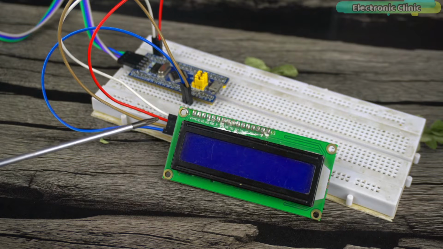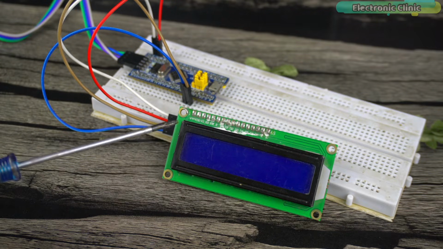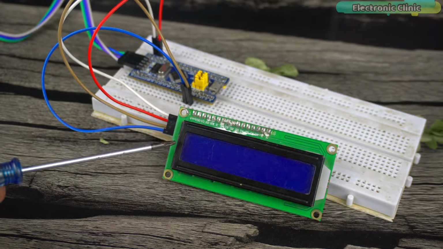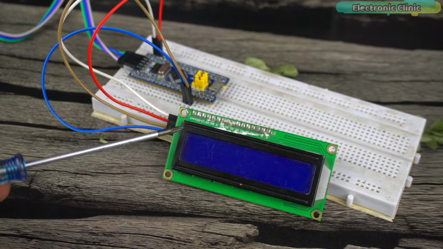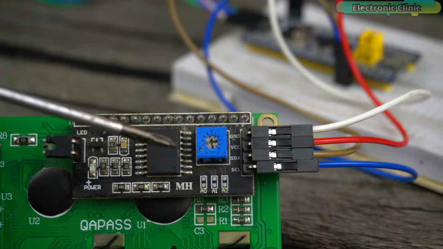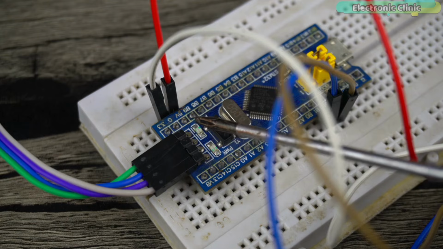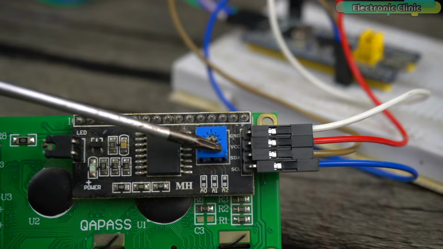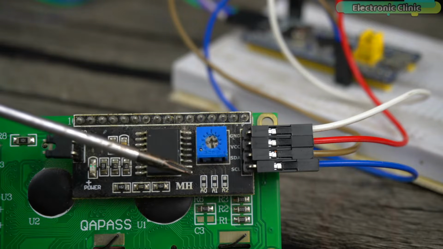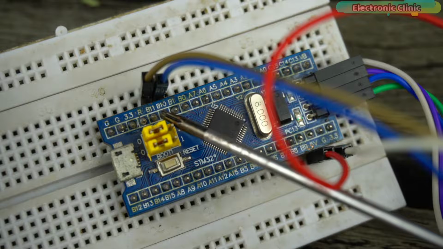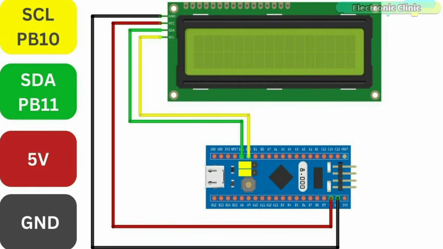In this fourth example, I am going to show you how to print text on this I2C supported 16x2 LCD. This is one of the most commonly used LCDs for displaying text messages and sensor values. Let me explain the connections. Connect the VCC and ground pins of the I2C supported 16x2 LCD to the STM32 board 5V and ground pins. Connect the SCL and SDA pins of the 16x2 LCD to the STM32 GPIO pins PB10 and PB11. You can follow this circuit diagram.